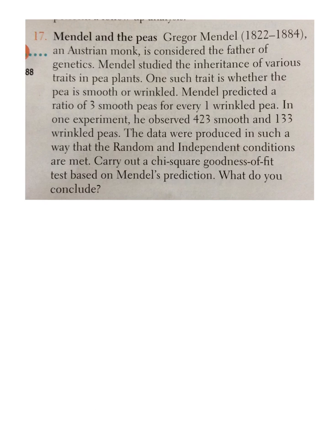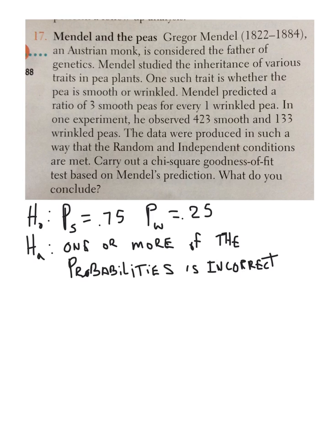Number 17, wrinkled peas, I guess. If that's what you want to study, that's cool. So let's do a chi-square goodness of fit, and I'm going to write down the null and alternative hypotheses to start out with. The null hypothesis is that we're going to have a 75% proportion or probability for smooth peas. So just use P of S for smooth, P of W for wrinkled, 25%. And then the alternative hypothesis, one or more of these probabilities is incorrect.